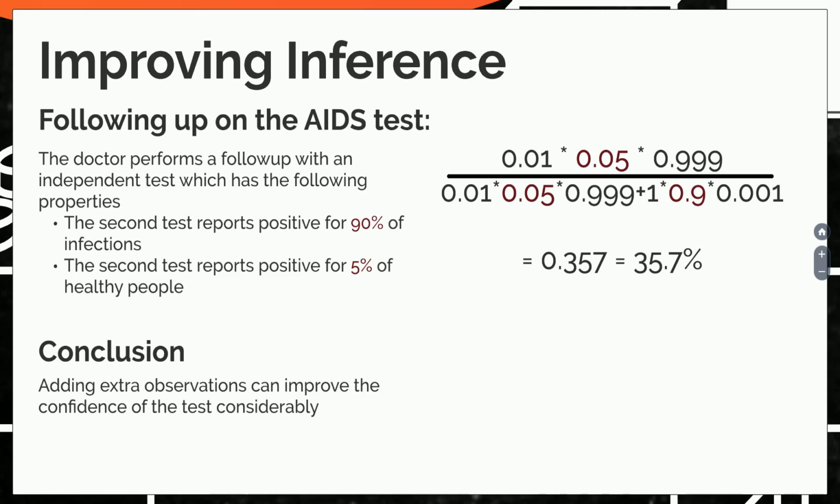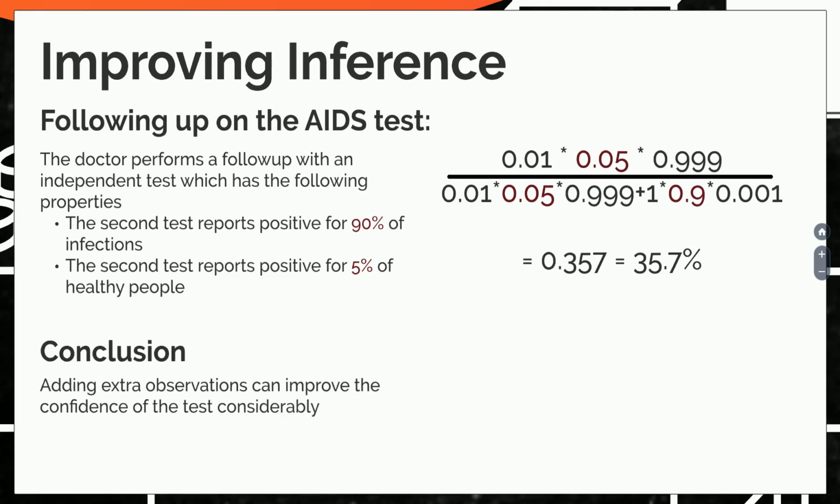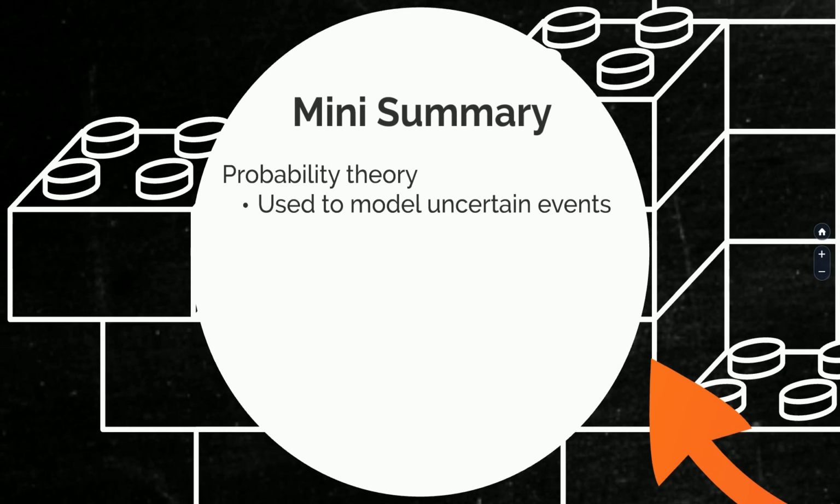Extra observations in machine learning are going to be additional tests or data points. And this is why having large data sets is essential to developing good algorithms in machine learning. Each additional data point that you have improves your inference significantly. And when we're inferring knowledge from data, this is everything. So let's do a quick mini summary.